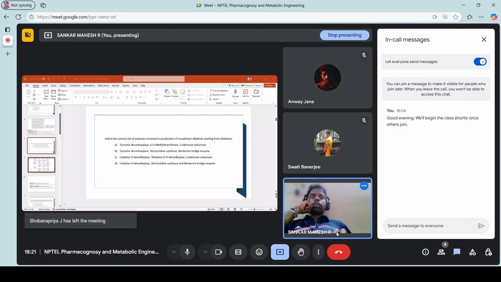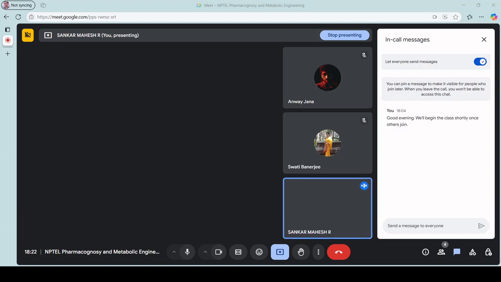Okay. Does anyone want to try answering this question? Anvay, Swati? Okay, let's look at the pathway that might help you.